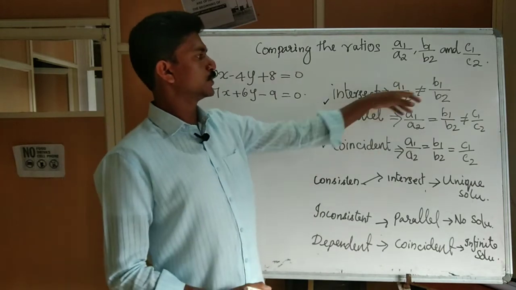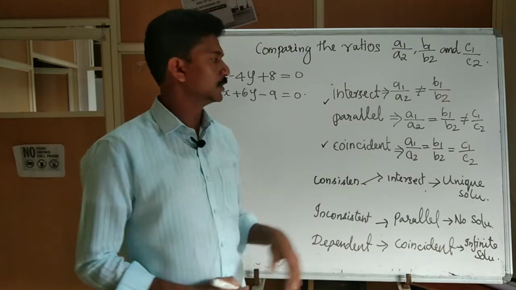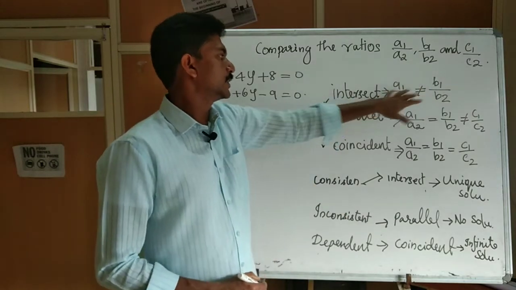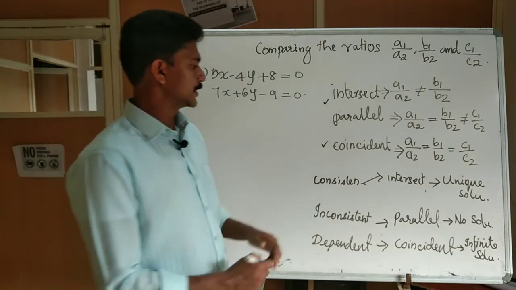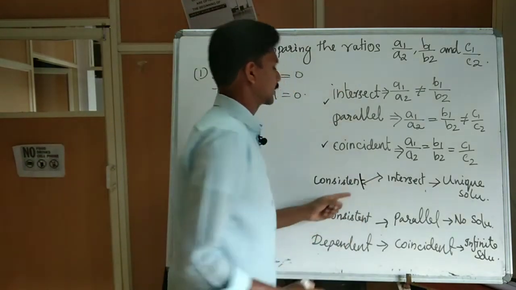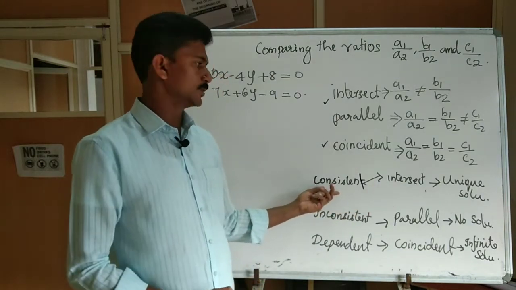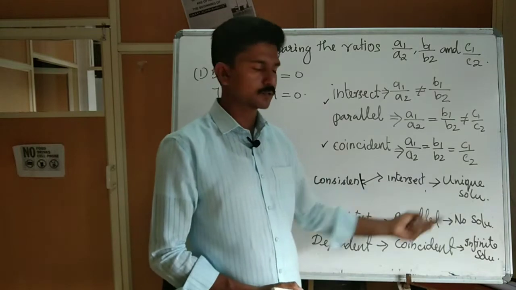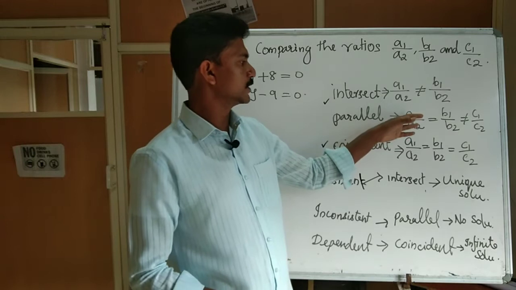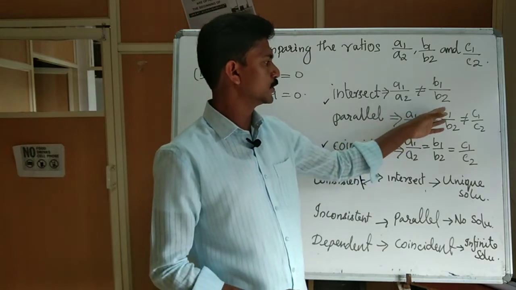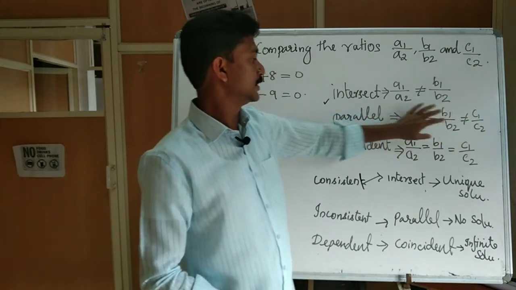If A1 by A2 is not equal to B1 by B2, as we have already seen, then we say that it is intersecting lines. If it is intersecting lines, we say it is a consistent pair of linear equations, and it has a unique solution. If A1 by A2 is equal to B1 by B2 but not equal to C1 by C2, then it is parallel.